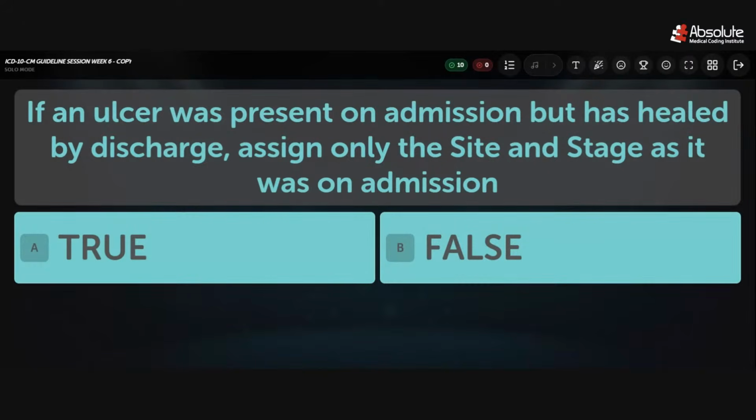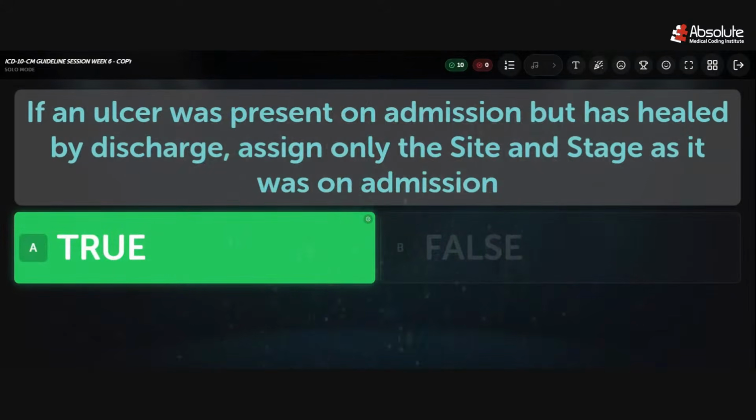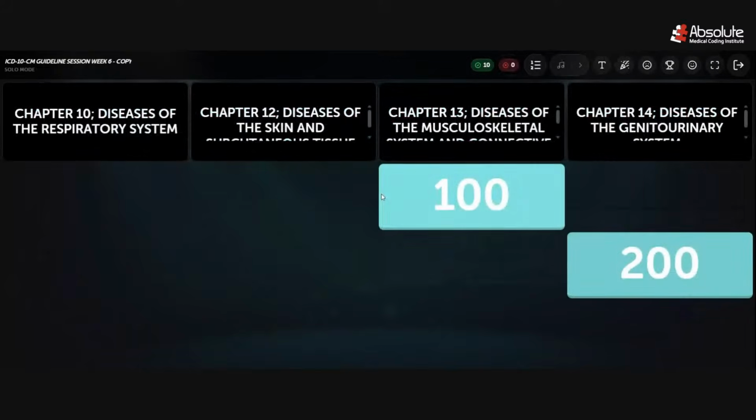Okay, the answer for this one is going to be true. So yes, we are coding site and stage as it was on admission if an ulcer is present but has healed by discharge. So amazing job. You guys are absolutely killing this warm up. We have just a few questions left.